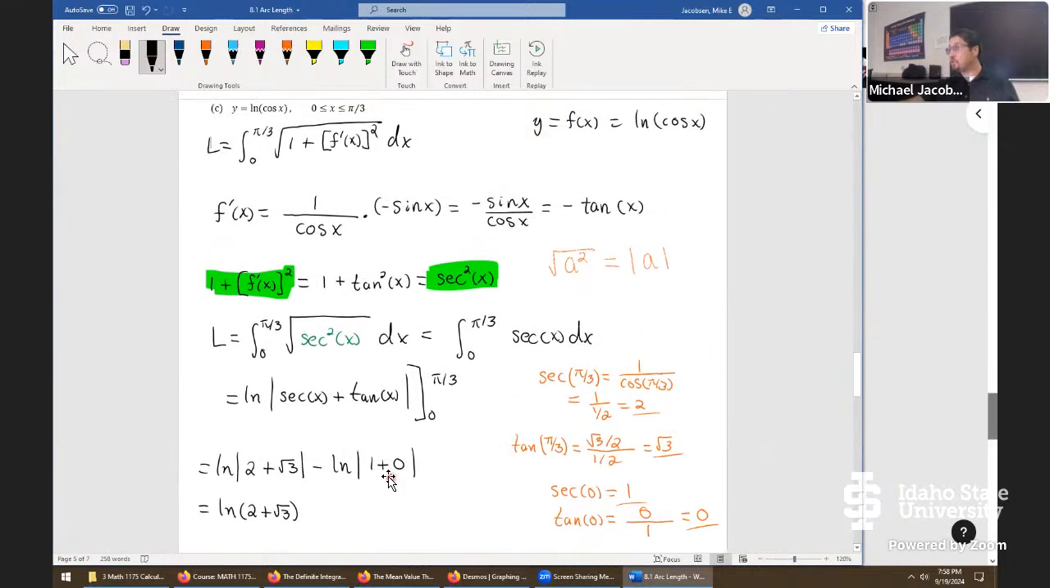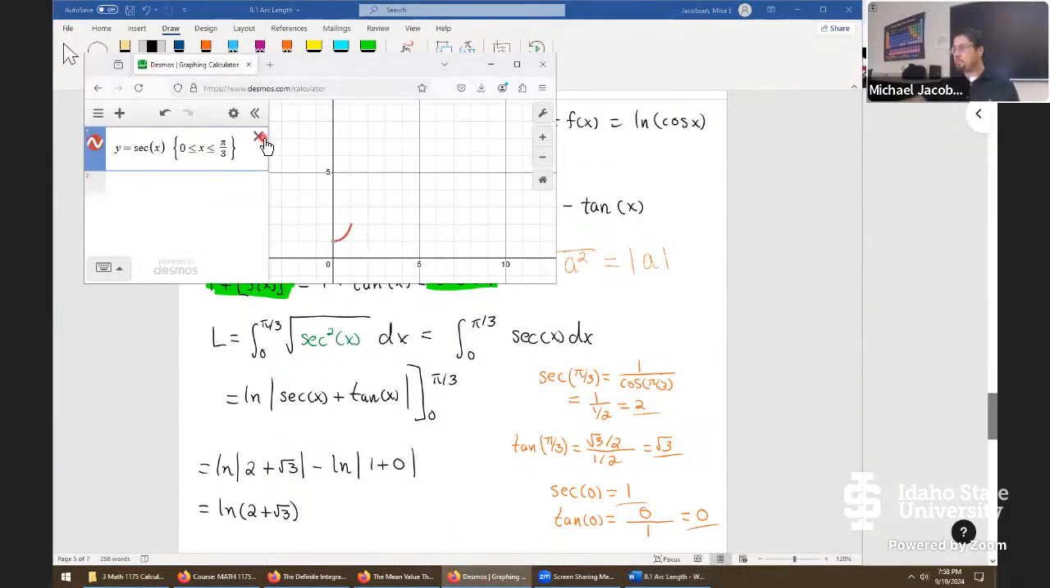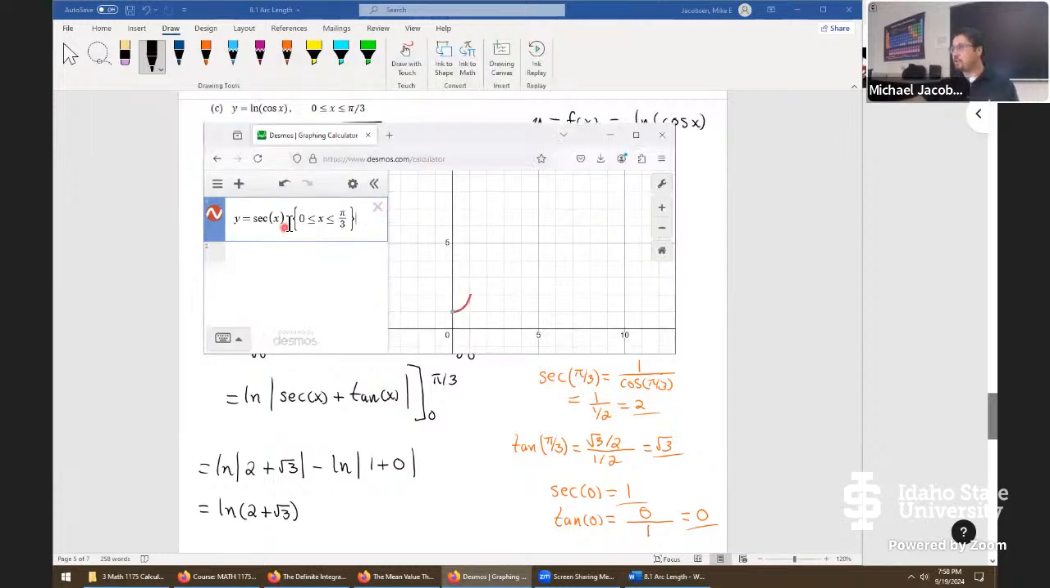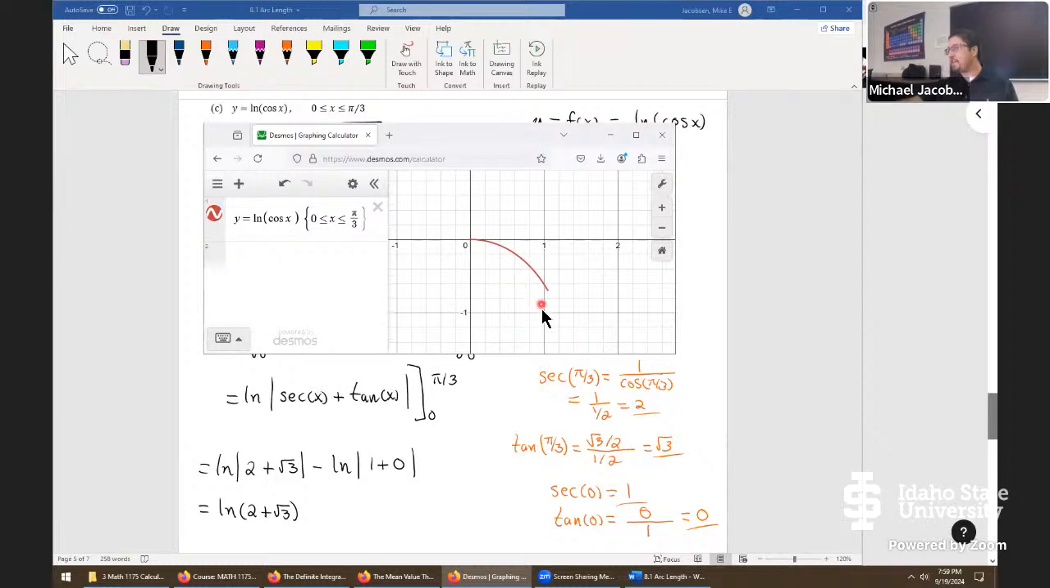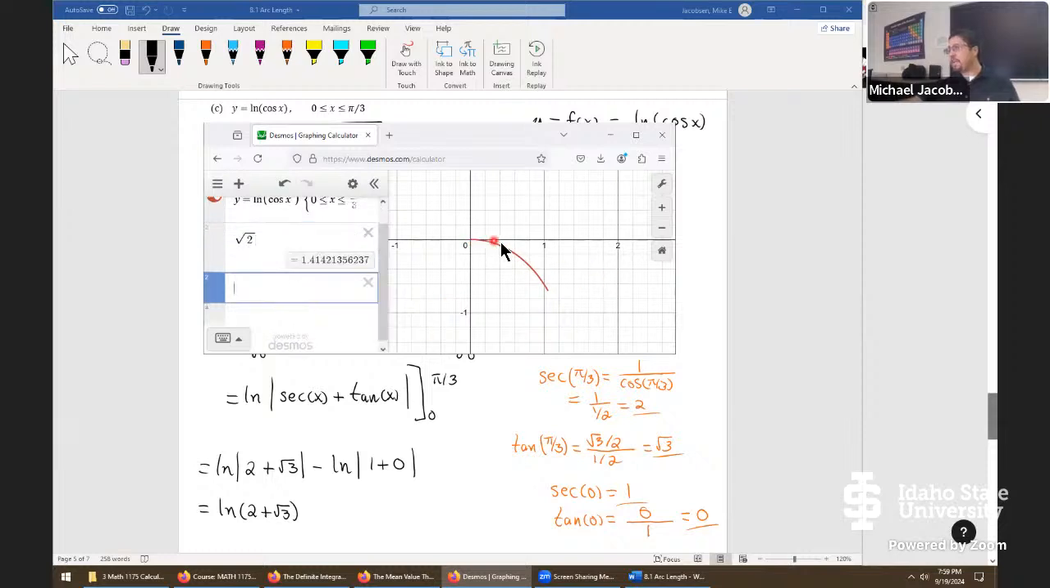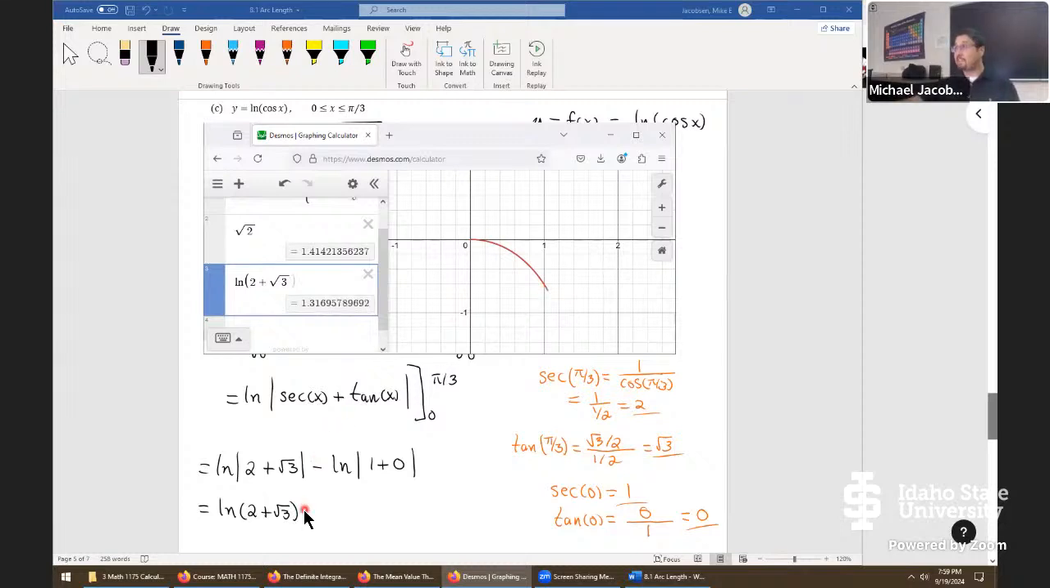Any questions, folks, with finalizing this one? Okay, and just to see if we're in the right neighborhood, oh, I don't have that function in there any longer. It was natural log cosine x. There it is. Let's zoom in on that just a touch. So the distance from here to here is square root of 2. And the actual length I have right here is natural log 2 plus square root 3. They are in the right neighborhood. So that would tell me excellent numerical evidence that we really are on the right track for the exact length.